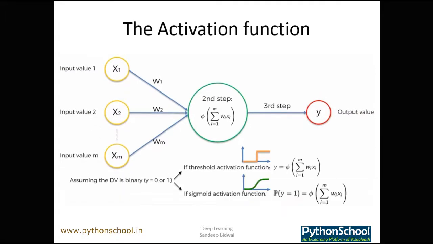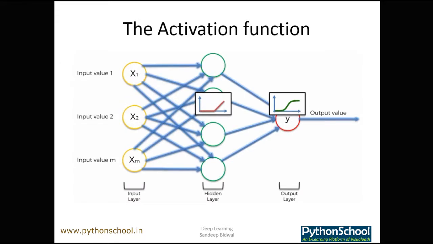Now this is a generalized structure. Assuming we want a binarized output, between 0 or 1, then the threshold activation function can be applied. And if we want a probabilistic output, we can apply the sigmoid activation function, which gives the probability of getting y equal to 1 for this particular output function. So we can apply the activation function at the respective layer.